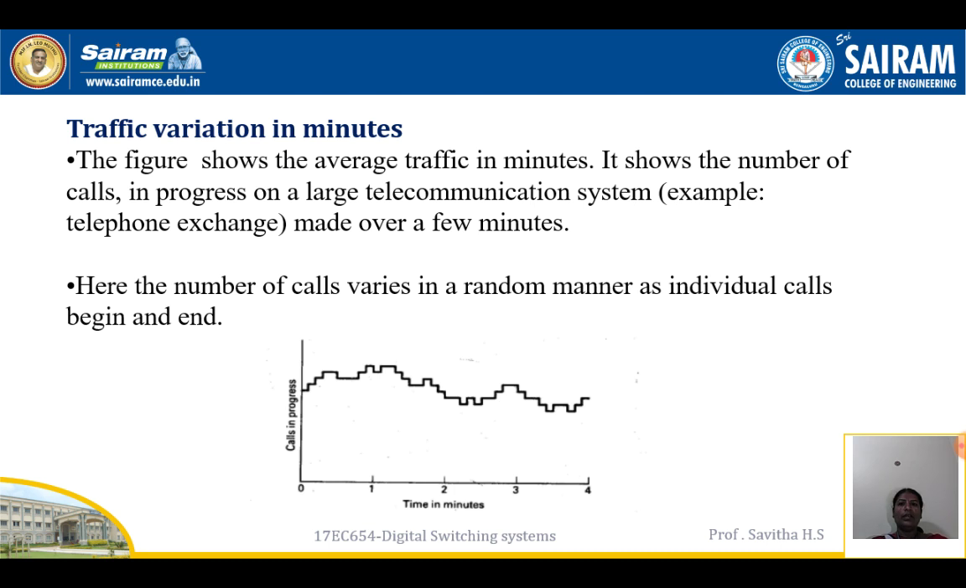Traffic variation in minutes. The figure shows the average traffic in minutes. It shows the number of calls in progress on a large telecommunication system, for example a telephone exchange, over a few minutes. Here, the number of calls varies in a random manner as individual calls begin and end. The figure shows the x-axis as time in minutes and the y-axis as calls in progress. You can see in the figure that the number of calls varies in a random manner.